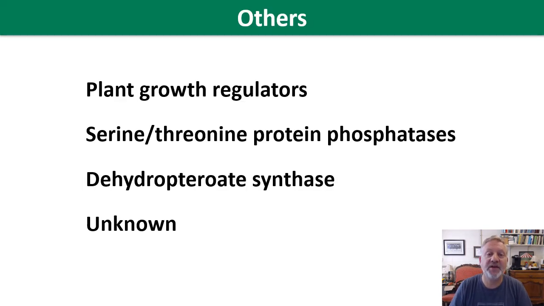So then there are many other herbicides. There are plant growth regulators, and I will talk about this, but there are also inhibitors of serine threonine protein phosphatase by a product called endothall. There are inhibitors of dihydropteroate synthase by other products, and there are also a lot of herbicides whose mode of action remains unknown at the moment. So I don't want to cover those, but I will talk a little bit about plant growth regulators.